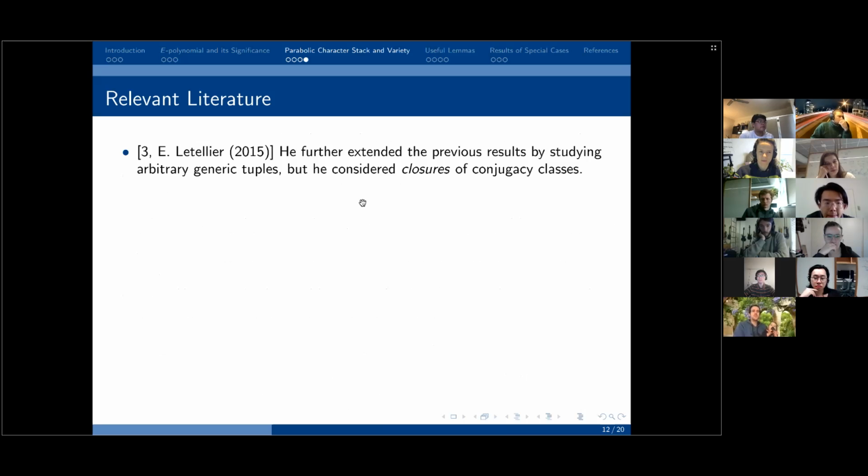And more recently, Letellier extended this result to just arbitrary generic tuples, but he considered closures of each conjugacy class. So as a variety it is a little bit different, but the main streams are the same.